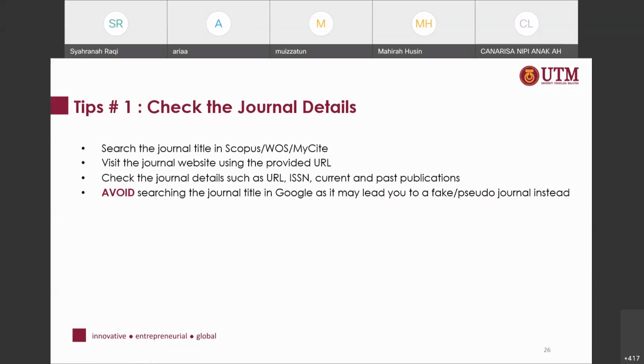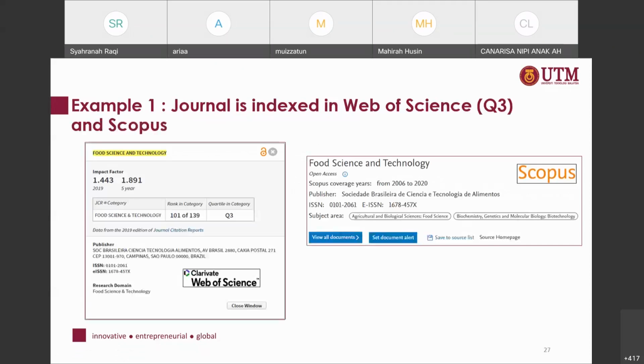Number two, visit and compare the journal website using the provided URL. Compare the URL from Scopus and the websites, as well as the URL that you receive elsewhere, perhaps from Google or from emails. Check the journal details such as URL, ISSN, current and past publications, whether they match. Does the past publication indexed in Web of Science match the website? Avoid searching the journal title in Google as it may lead you to a fake or pseudo journal instead. I will show you an example.